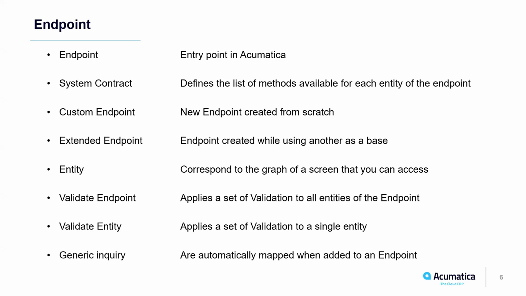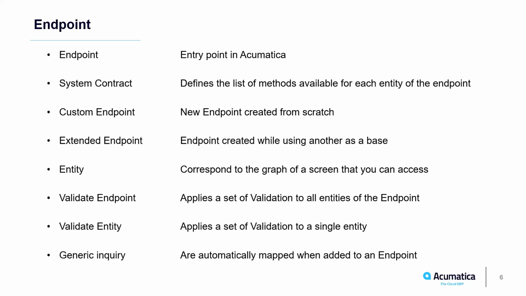An extended endpoint is an endpoint that you create while using another one as a base. So for example, if we have the default endpoint and we want to extend it, we will be giving it a new name, a new version, and that new endpoint will have inside of it, at the moment of its creation, everything that is present in its base endpoint, which in this case would be the default endpoint.